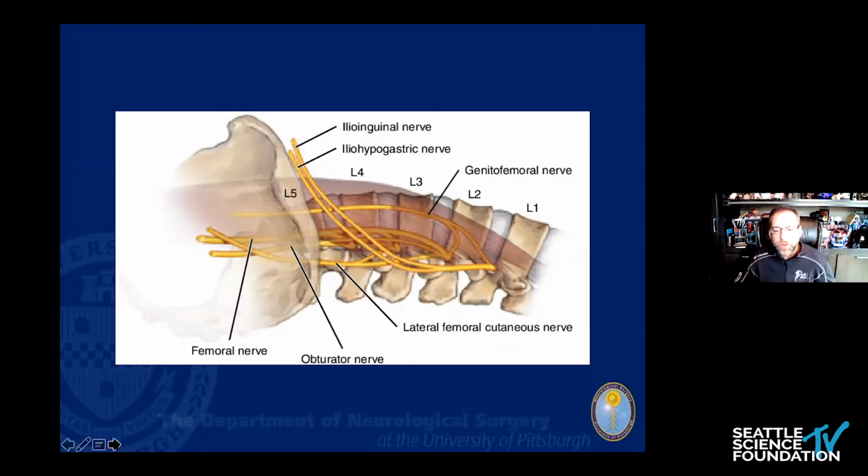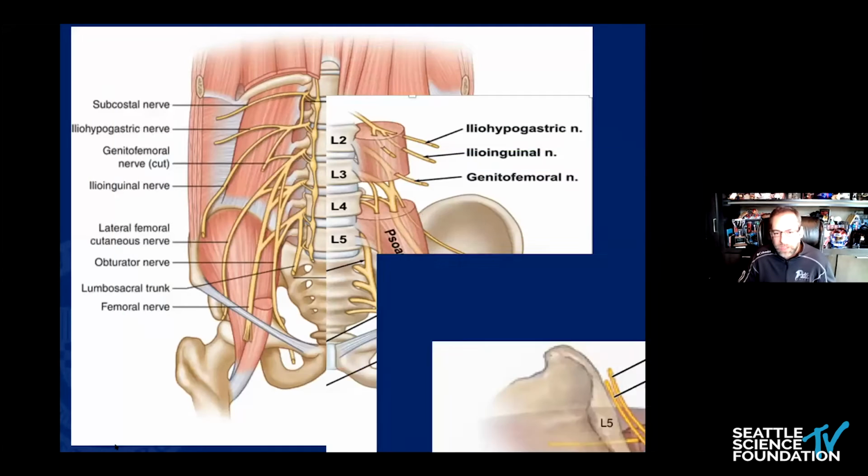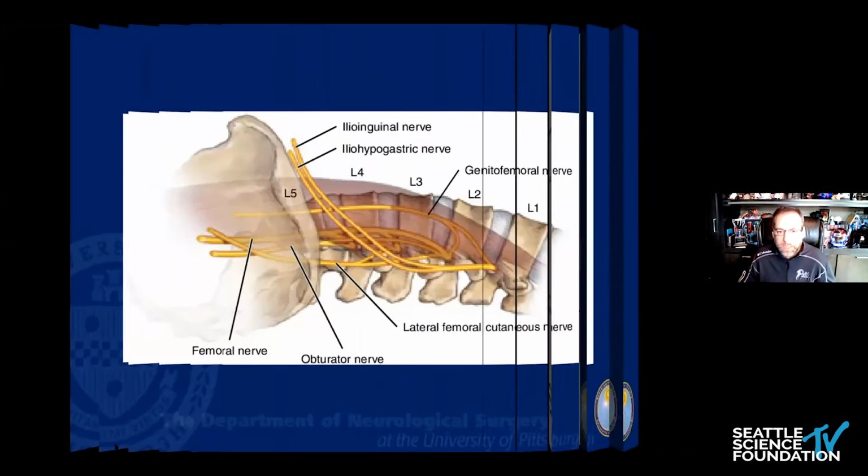Here's another, just a different viewpoint showing where the nerves themselves continue to traverse within, and then as they exit the psoas muscle, you can see the LFCN exiting early, followed by the genitofemoral nerve coming out at 3-4, and then the femoral and again obturator continuing on in the bulk of the psoas muscle itself.